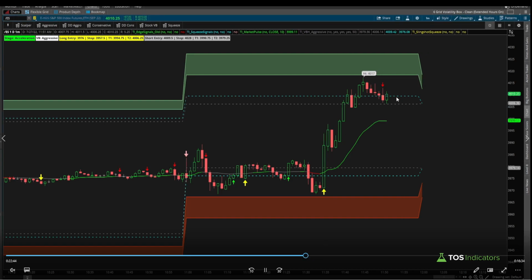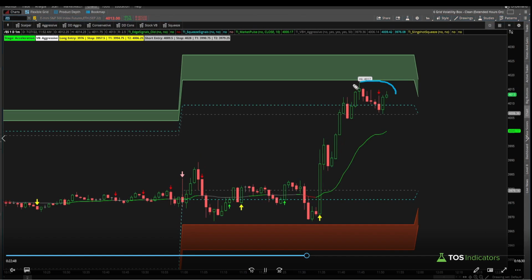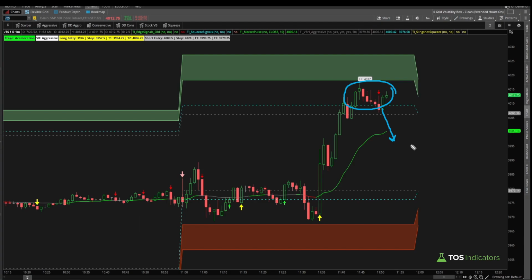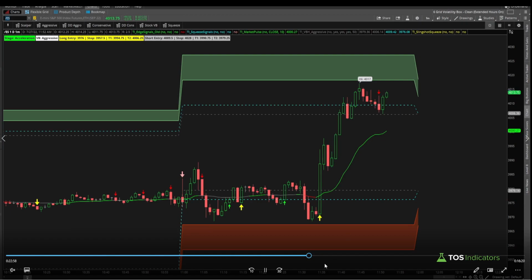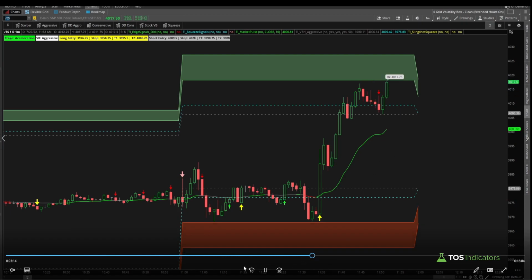That signal finishes printing, and we have a retest of the cyan entry line. So this right here was where I was looking to fade price action, looking for price to continue falling lower here. This seemed like too strong of a bullish rally, and I was looking for a bearish break. Now let me show you what ends up actually happening here.